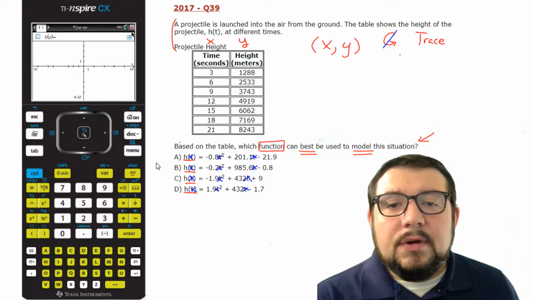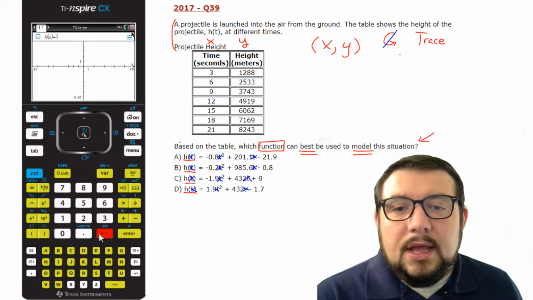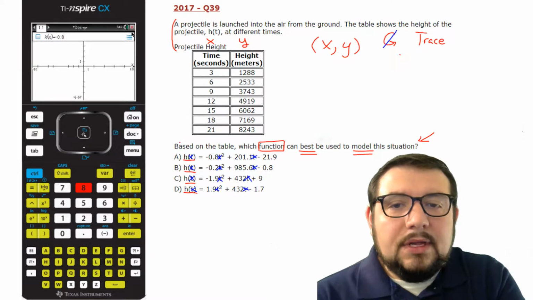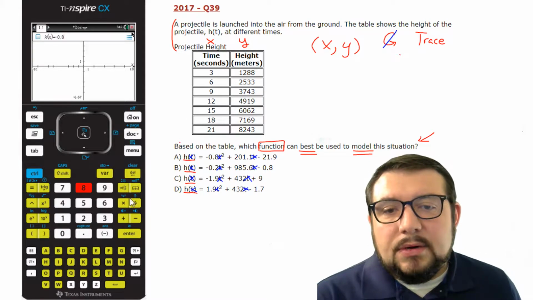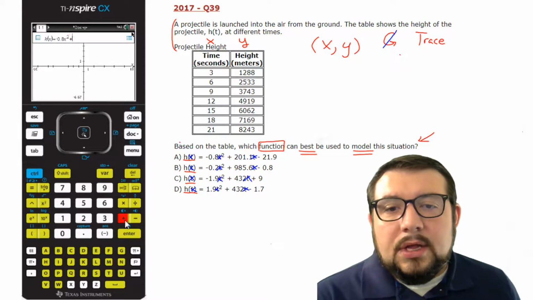Okay, so now I'm going to go ahead and type in the first equation. So I'm going to put negative 0.8. And let me zoom the calculator in again so you can see. Well, actually, I'm just copying in the first equation, so maybe I don't have to zoom it in yet. X squared plus 201.1 minus 21.9 and push enter.